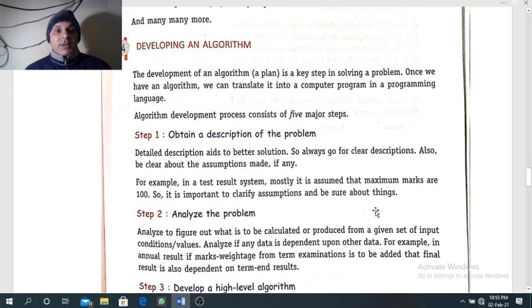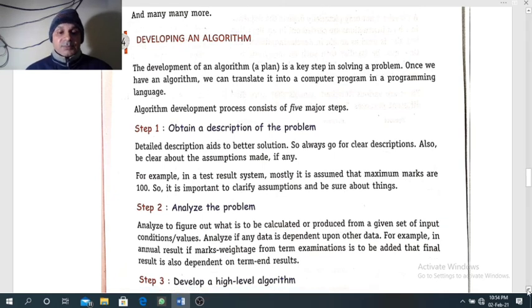Second step to develop algorithm is analyze the problem. Analyze to figure out what is to be calculated or produced from a given set of inputs, conditions or values. Analyze if any data is dependent upon another data. For example, in annual result, if marks weightage from term examination is to be added, that final result is also dependent on the term results.